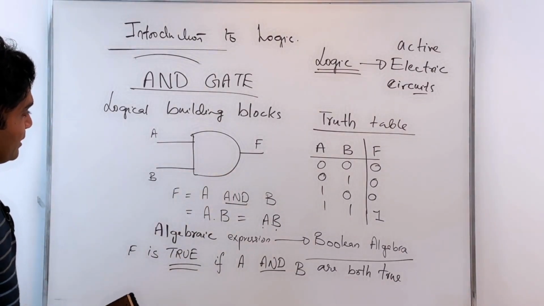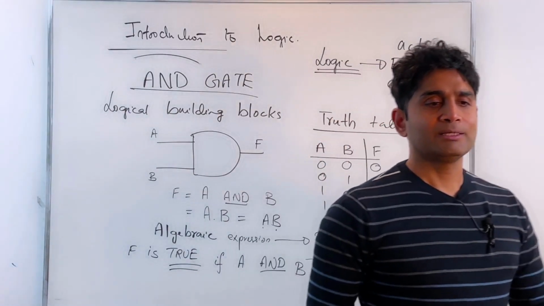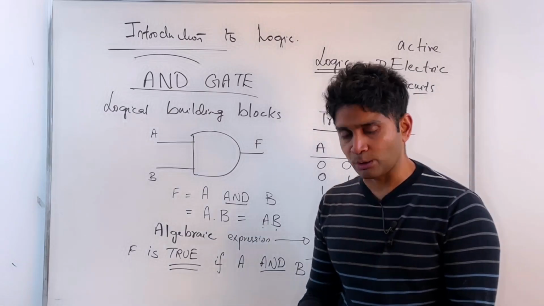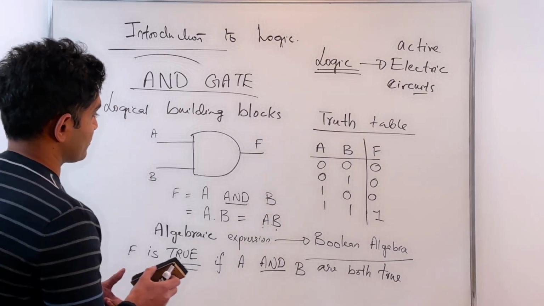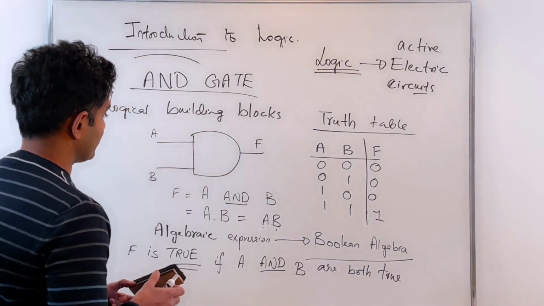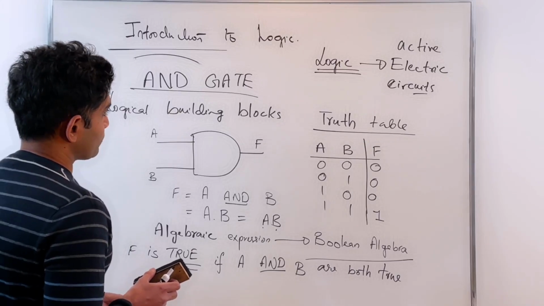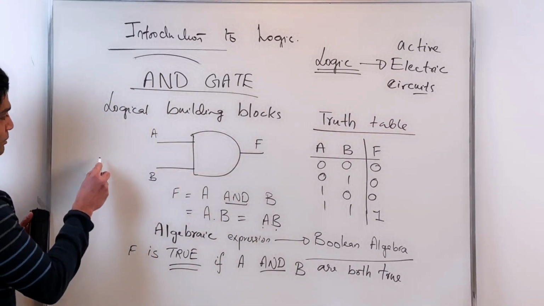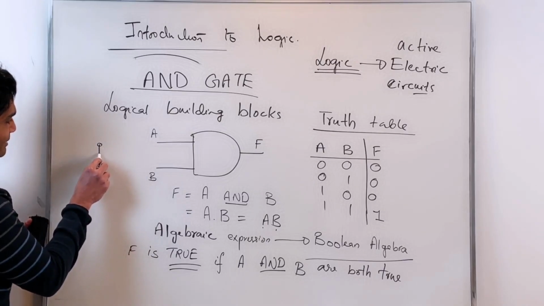Your AND gate is an active electrical component. If I look inside an AND gate, it is basically made up of transistors, resistors, capacitors, and so on, your regular components. So if I want to see what an AND gate would look like if I construct one at the circuit level, it would be something like this. This is one way of realizing an AND gate.